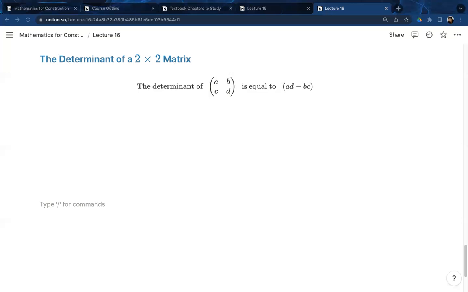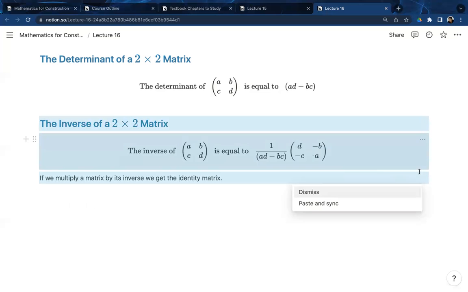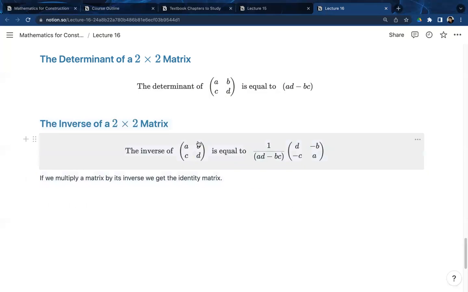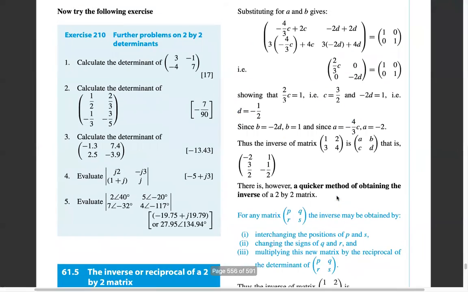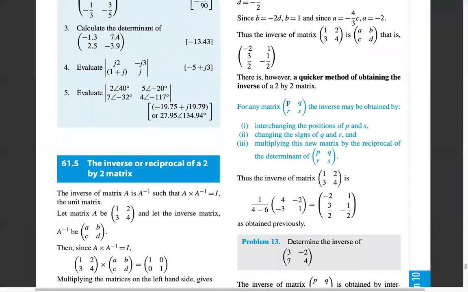Now, we want to talk about the inverse. Given a 2 by 2 matrix, A, B, C, D, the inverse is 1 over the determinant multiplied by this rearranged matrix here. If you look in the textbook, they talk about this. They use P, Q, R, S. Oh gosh, I use A, B, C, D. What are you going to do about it?